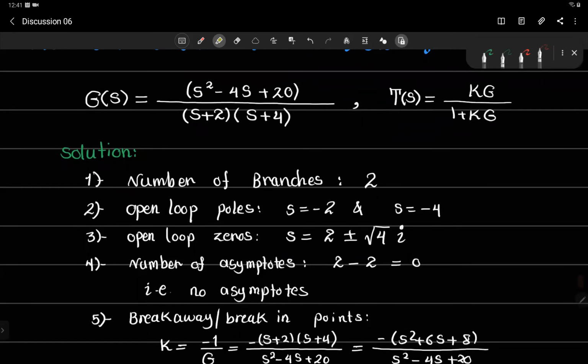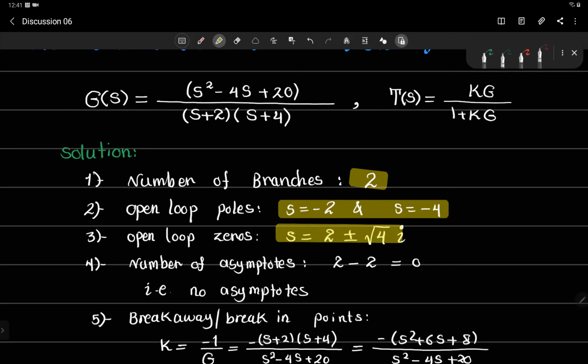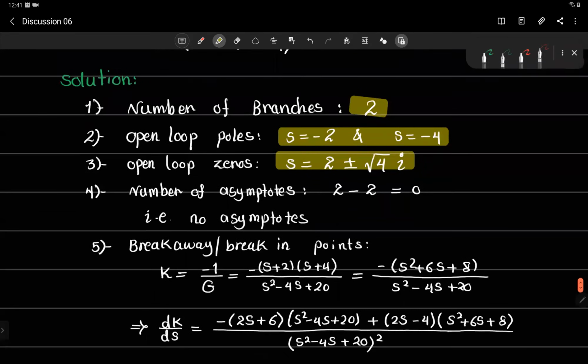First, we determine the number of branches. We know the number of branches is 2 because we have 2 open loop poles. These 2 open loop poles are given by -2 and -4. And then the open loop zeros are given by the roots of the numerator polynomial, right? The numerator polynomial will have the roots 2 plus or minus 4 times i. I'll let you do the computations.